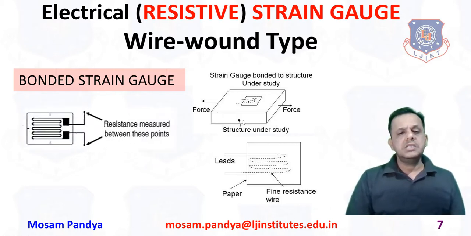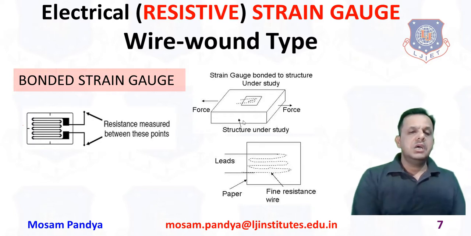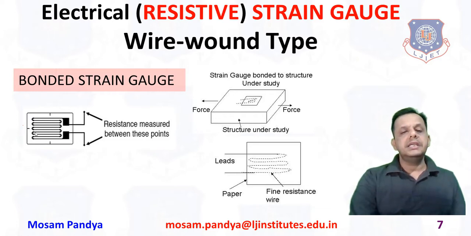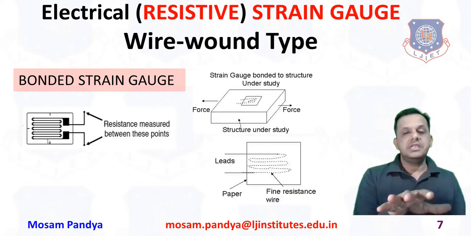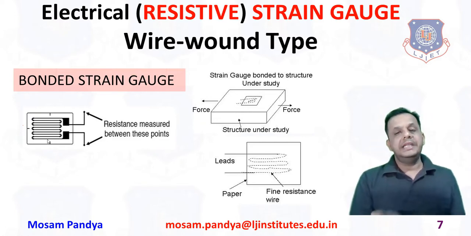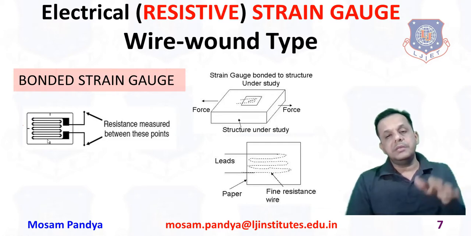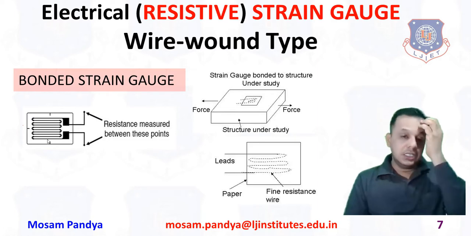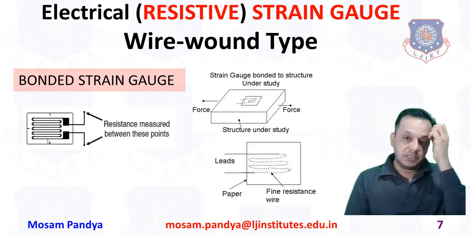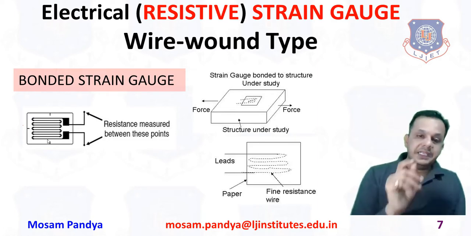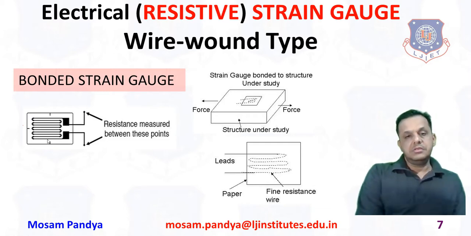So basically, this is what we have. A very small grid of wire is formed, and two ends are taken out. But here the grid is fixed with adhesive on some platform, and then felt, meaning a material made from textile fiber, is overlapped, and the entire strain gauge is made.